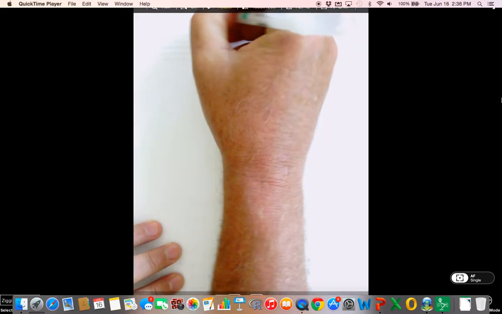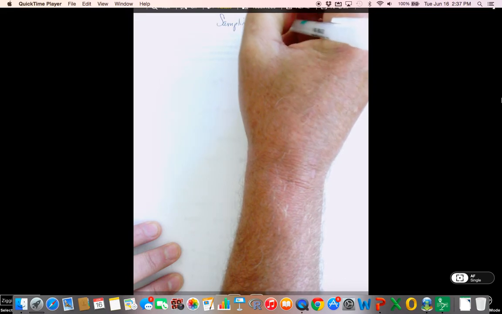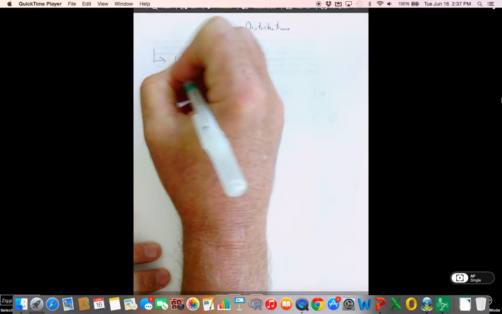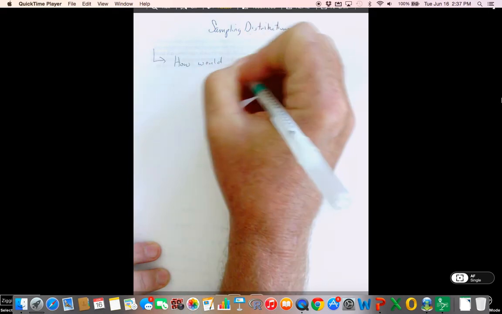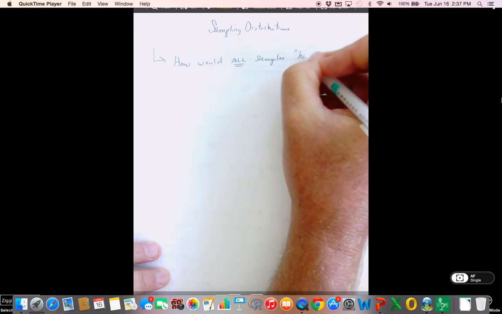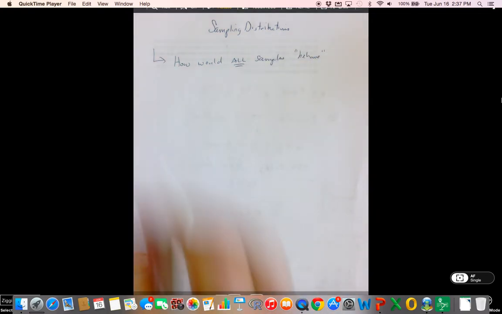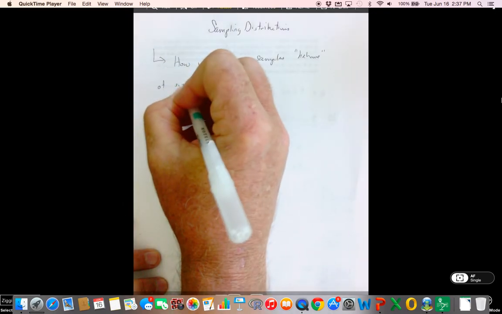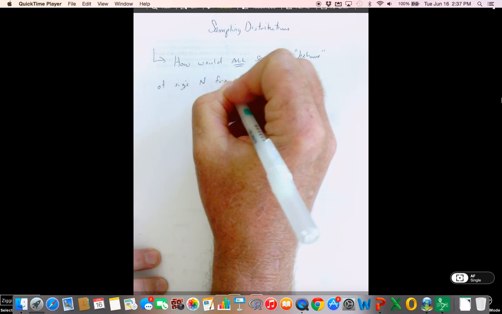Guys, we're going to build upon that now, and we're going to get into something called sampling distributions. And sampling distributions play an important role in heading into big boy, big girl statistics, which we will start into after your midterm. So sampling distributions just ultimately tell us how all samples of size n from a large population would behave.